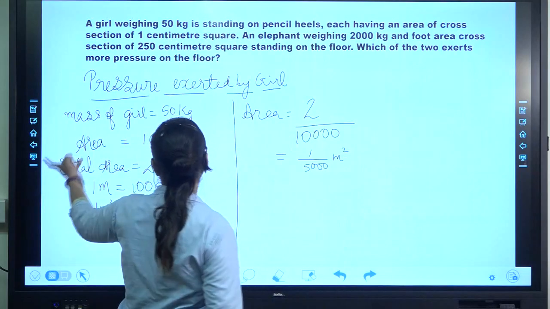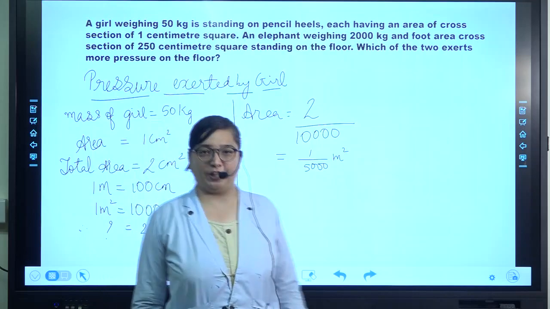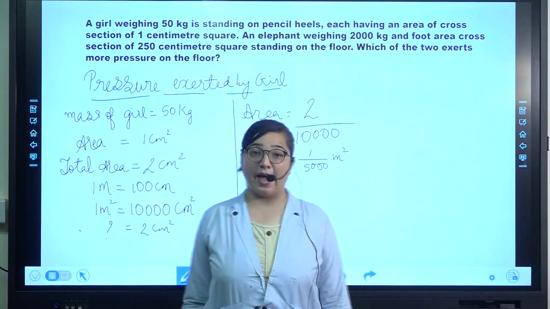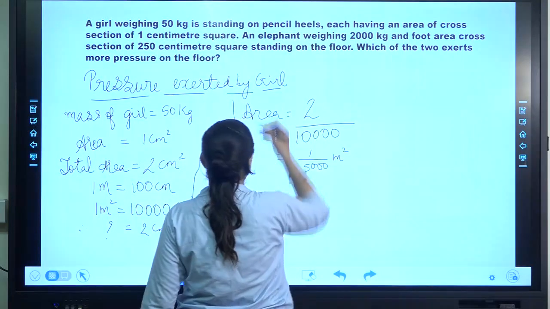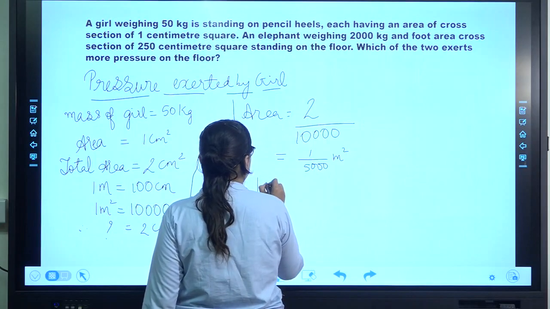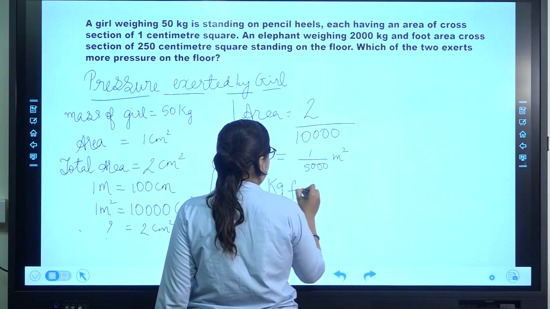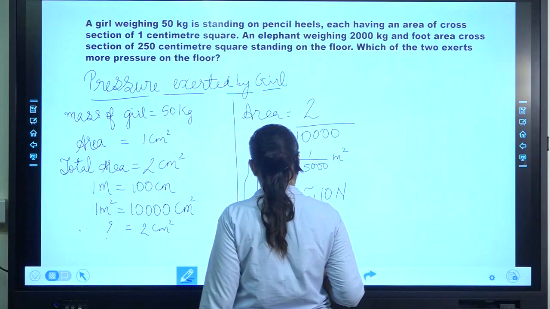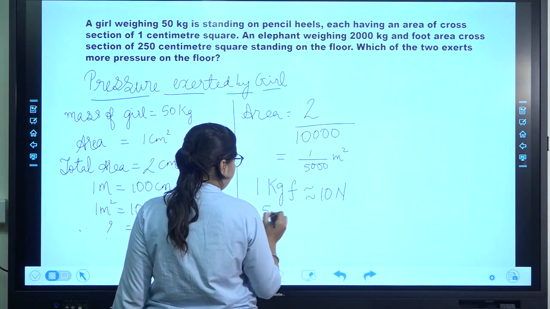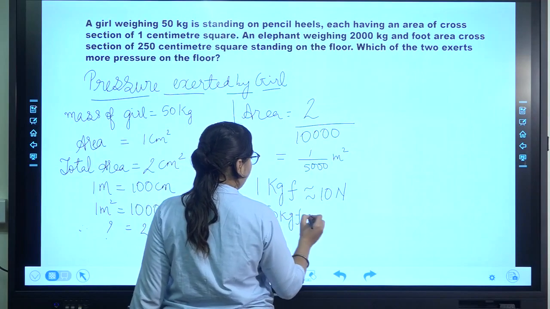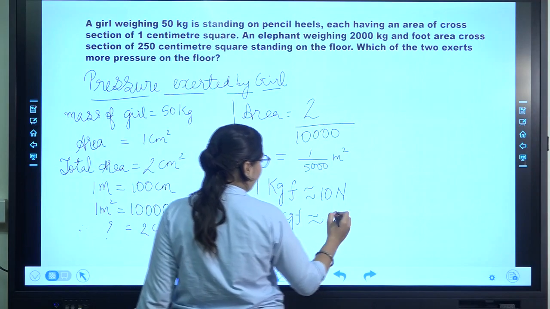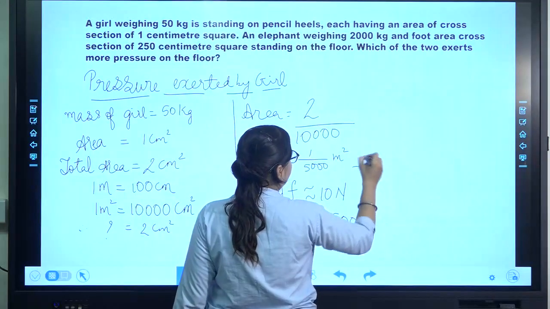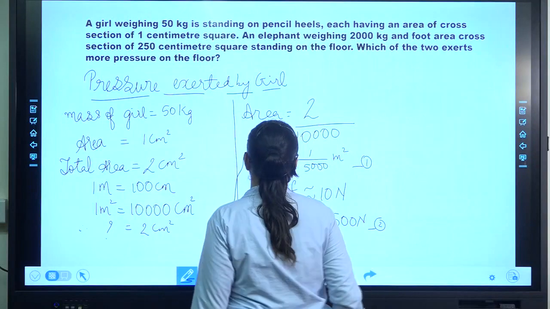Clear? Coming to mass of the girl. Mass of the girl is 50 kilogram. In the beginning, when we were doing the units of force, we studied that 1 kilogram force is approximately equal to 10 Newton. Therefore, what is the weight of the girl? 50 kilogram force will be approximately equal to 50 into 10, which is 500 Newton. So this is the area which we got and this is the force that we are having.